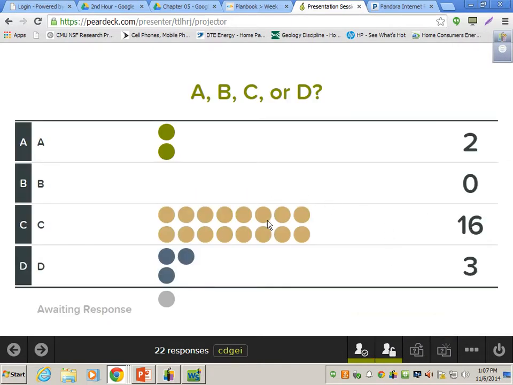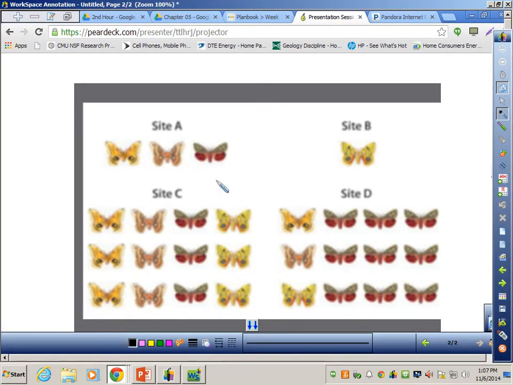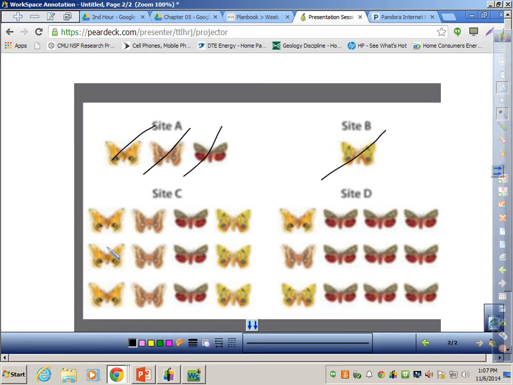So C for sure. And a few of you thought B and maybe A, but let's go back and look why. Let's just pretend that I lose 2 of every species in a hurricane. So, I only have 1, but I lost it. 1, 1. And then I lose 2 of every other species.